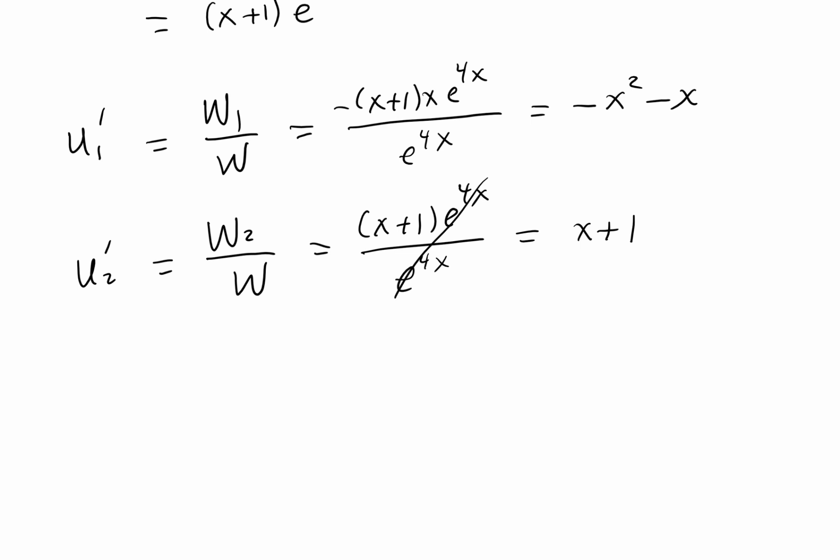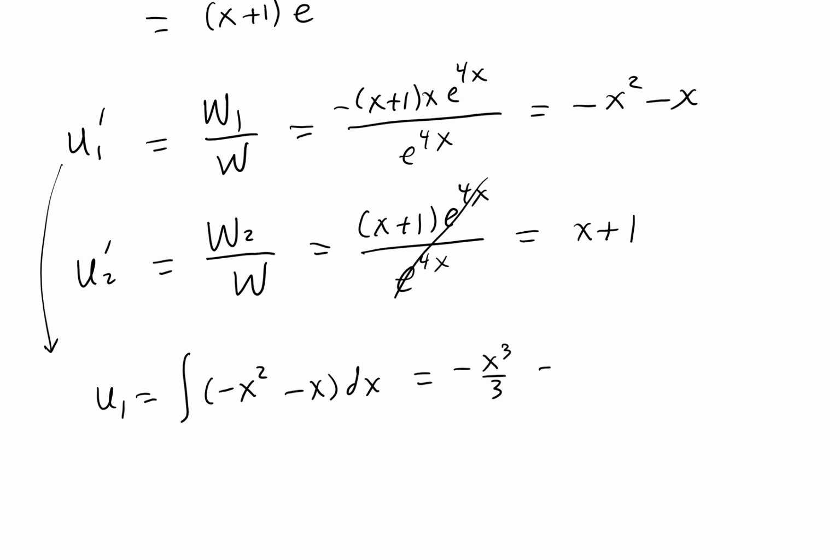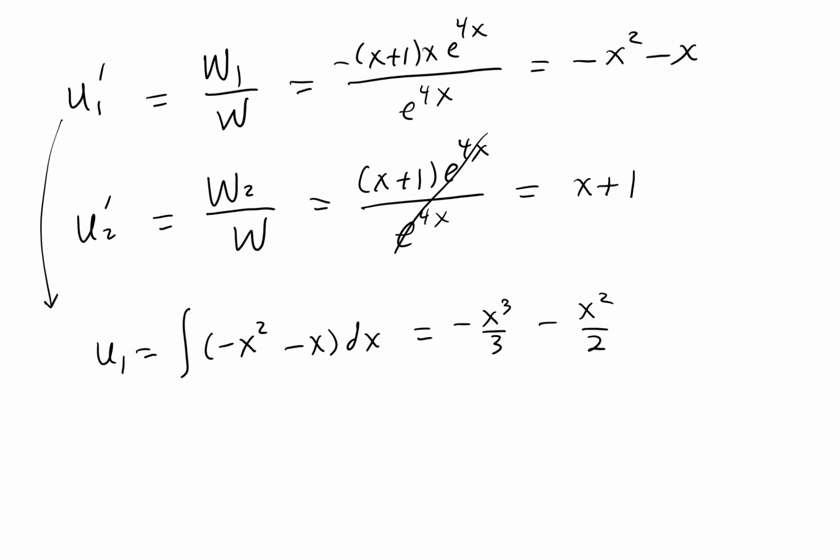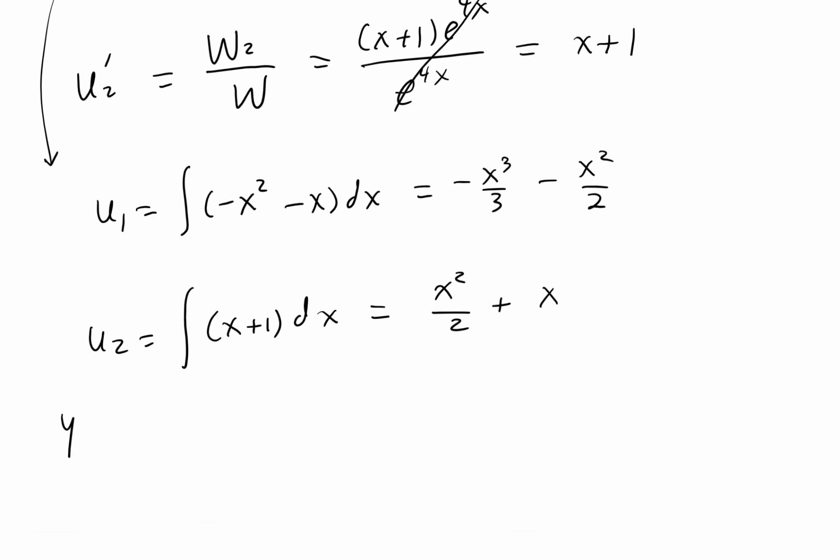From u1 prime, we can find u1 by integrating both sides. So integrating negative x squared minus x dx gives negative x cubed over 3 minus x squared over 2. No need for constants because we're already going to have a lot of constants there. For u2, the same thing: x plus 1 dx, which is x squared over 2 plus x. No need for constants. That will give me yp.